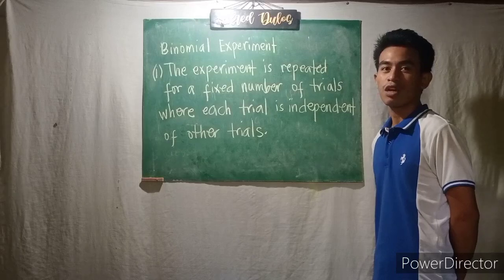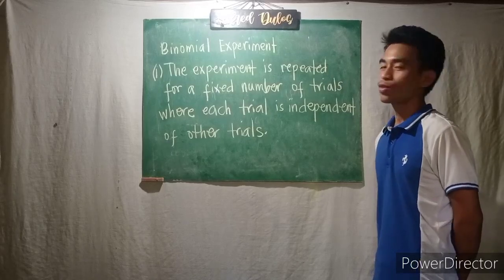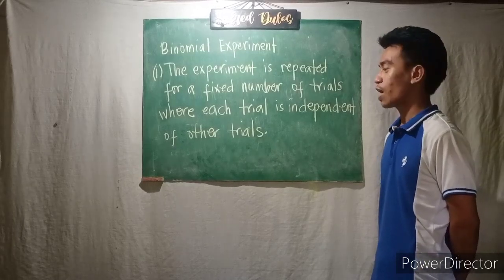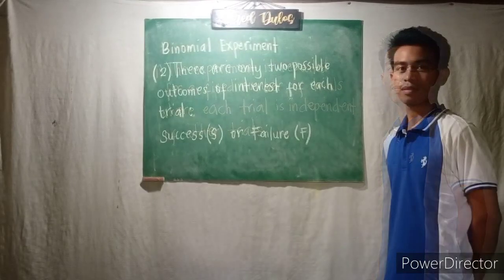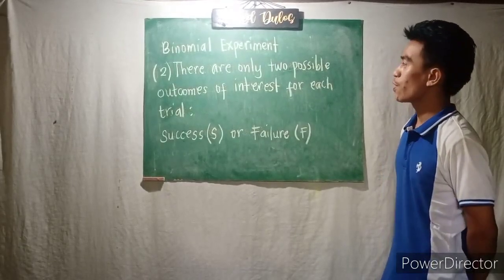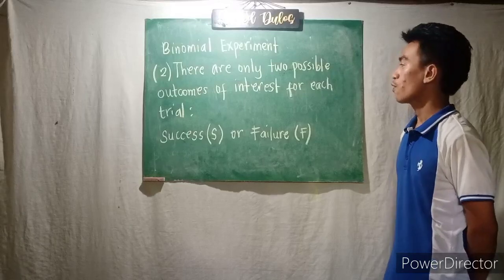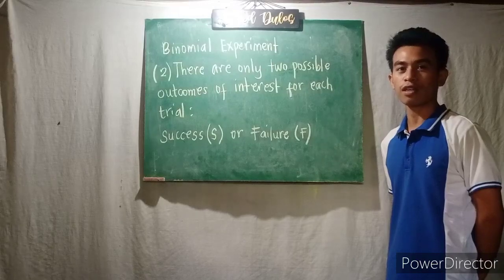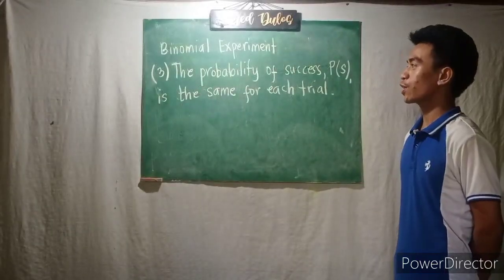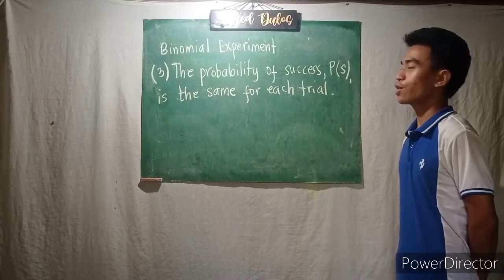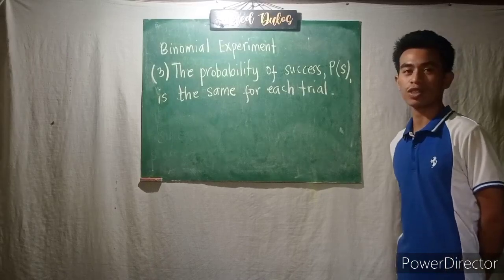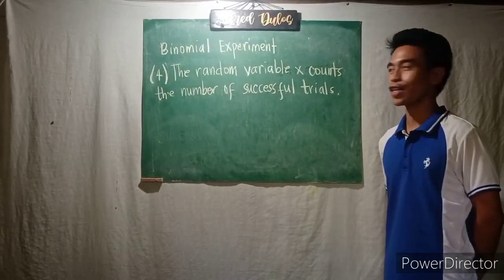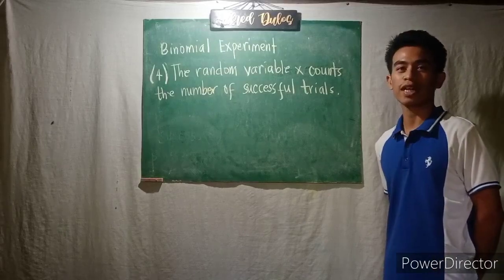Binomial experiment. First condition: the experiment is repeated for a fixed number of trials, where each trial is independent of other trials. Second condition: there are only two possible outcomes of interest for each trial, first, a success, or second, a failure. Third condition: the probability of success, denoted by P(S), is the same for each trial. Fourth condition: the random variable x counts the number of successful trials.